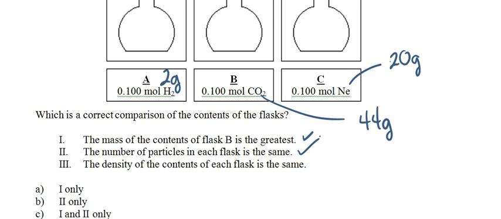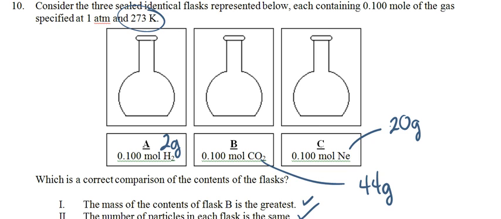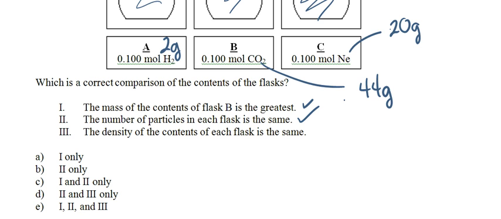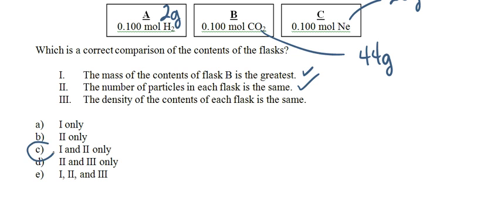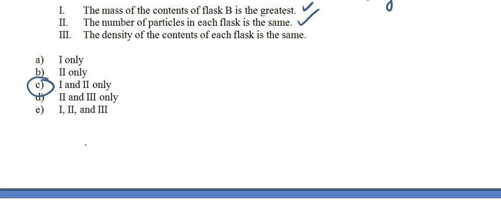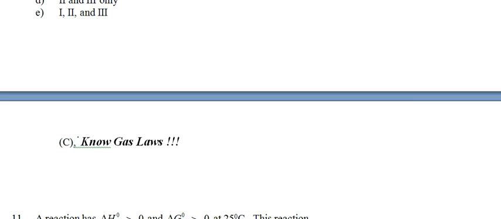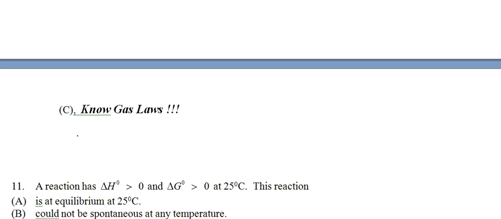The density of the contents in each flask is the same. Well, if we know the volumes are the same for each of these, and we have different masses, there's no way the densities could be the same. So only 1 and 2 are correct here. So letter C. Nope, make sure you know your gas laws, as I stated on there.